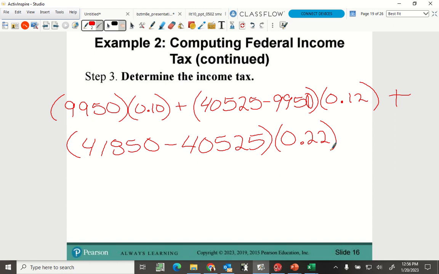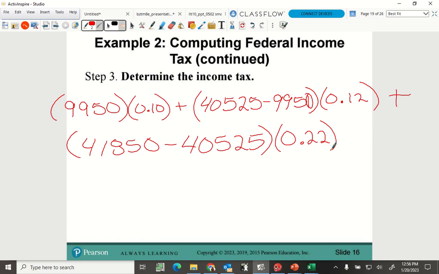Anyway, for those people that are following along and they're not on their phone, okay. So, this one over here, this last bracket, is the 22%.